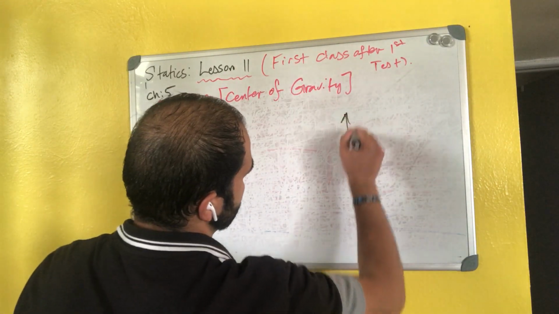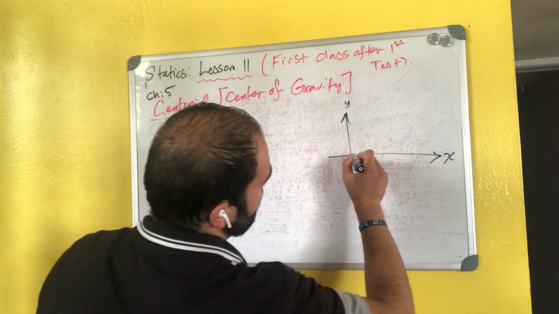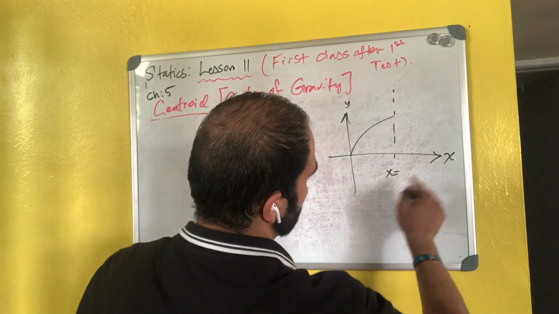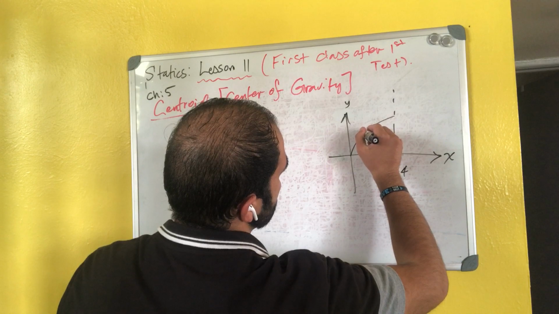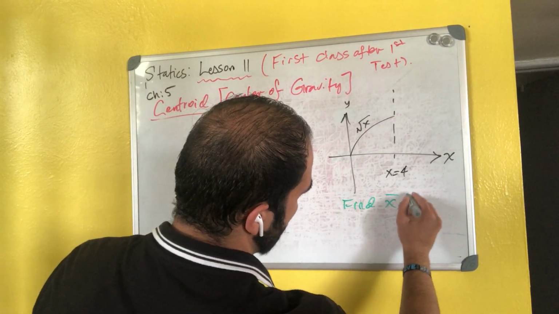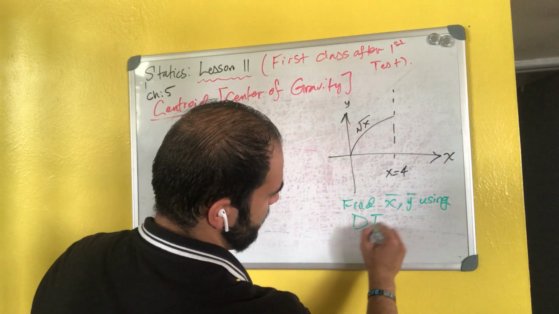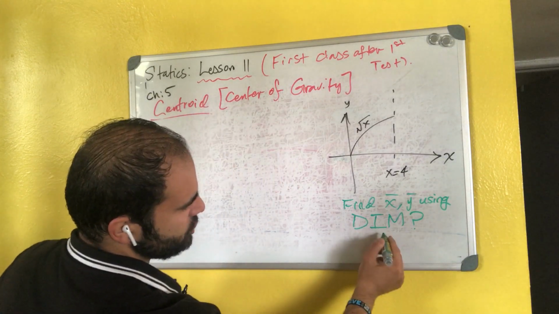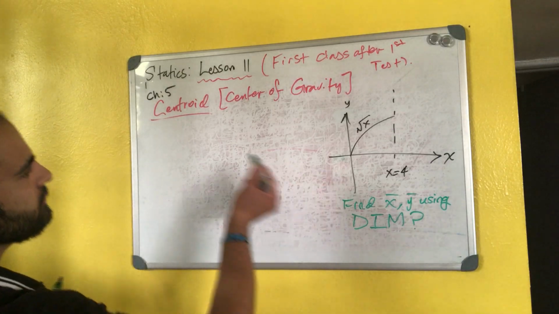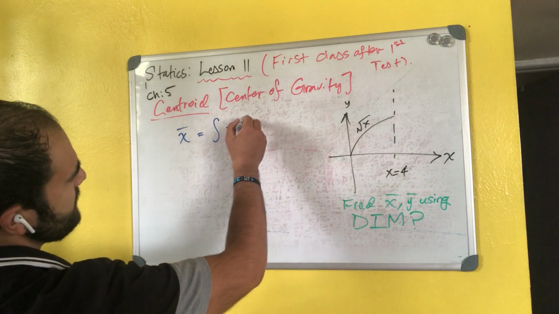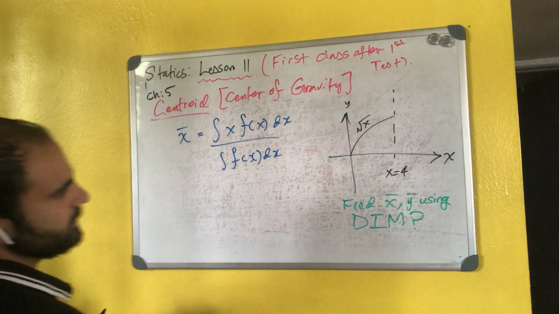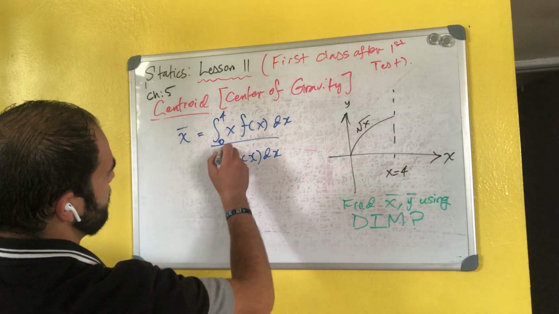Let's solve one. X, Y. X equal to, let's say, 4. Let's say this is square root x. Find x bar and y bar, the centroid, using the direct integration method. Well, let's see. X bar is defined as the integral of x f of x dx over the integral of f of x dx. Clearly, I'm going from 0 to 4.